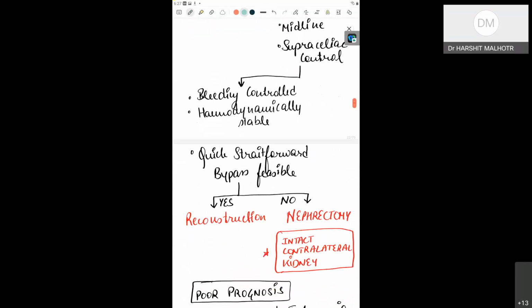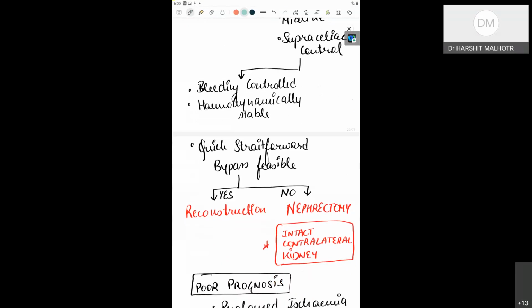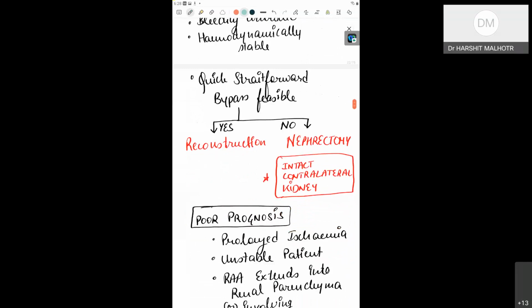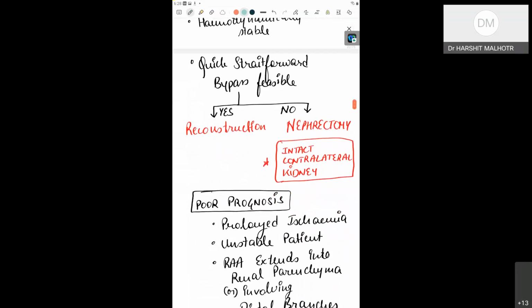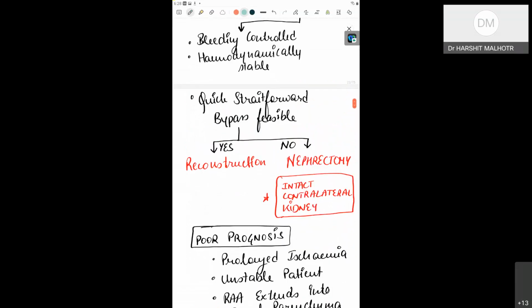But if the answer is no to any of these things, that is, the bleeding is not controlled, the patient is hemodynamically unstable, and a quick straightforward bypass is not possible, so that we have to go for a vein bypass or other ways of bypassing the aneurysm, then nephrectomy is the only way out. But we have to make sure that when we proceed with nephrectomy in such cases, an intact contralateral kidney is there. Otherwise, the patient will be destined for dialysis in the future. But even in such scenarios, saving life is more important.